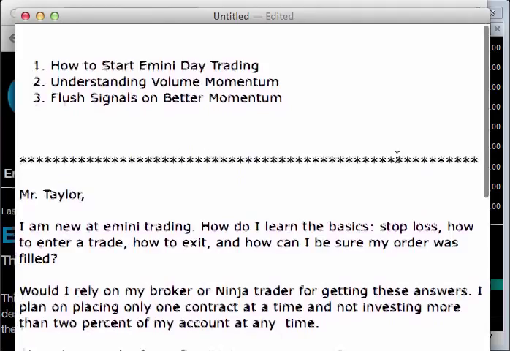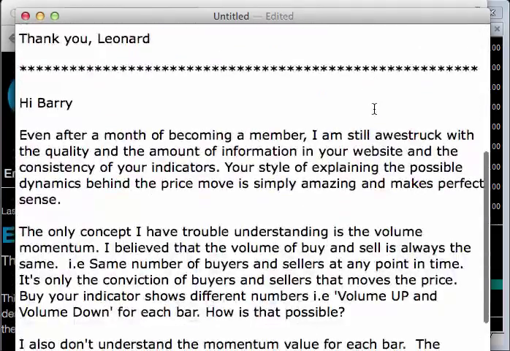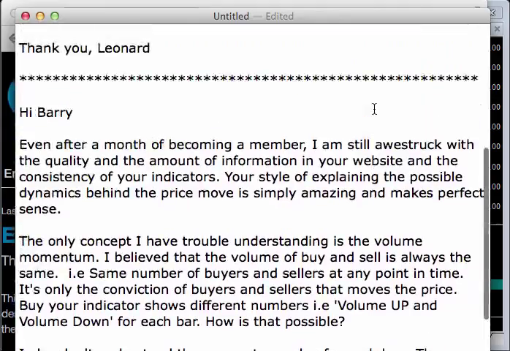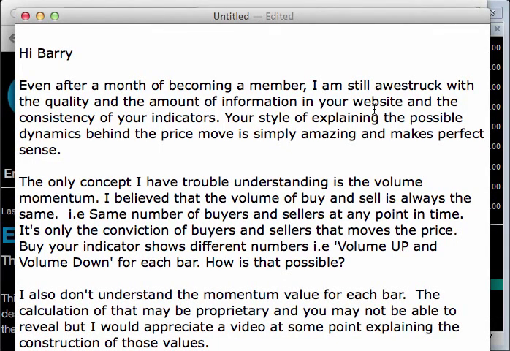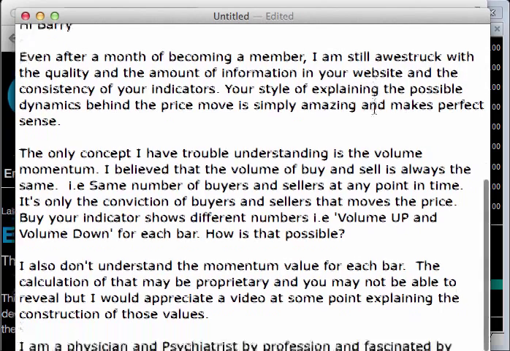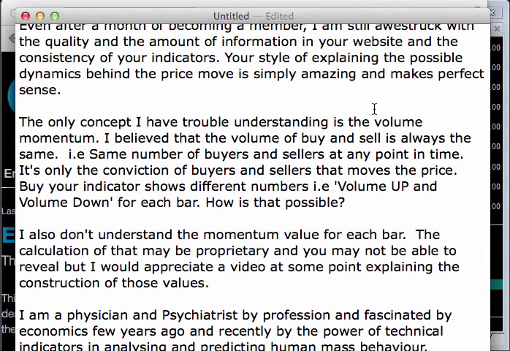That's the first question. Second question, to do with volume momentum. This was an interesting one. This is from Madhu, so let me just read this one to you. Hi Barry. Even after a month of becoming a member, I am still awestruck with the quality and amount of information on your website and the consistency of your indicators. Your style of explaining the possible dynamics behind the price movement, simply amazing, makes perfect sense. Well, that's extremely kind. Thank you very much indeed.